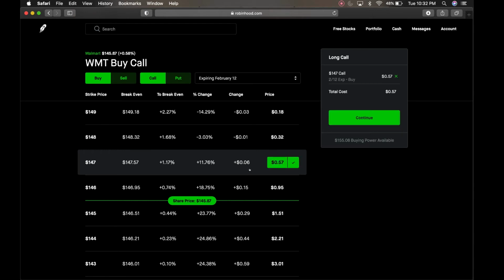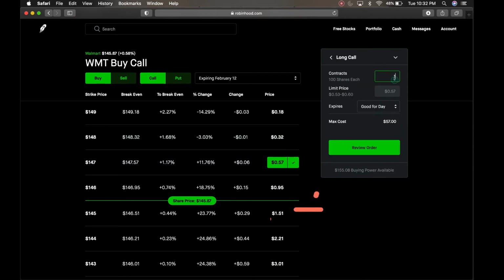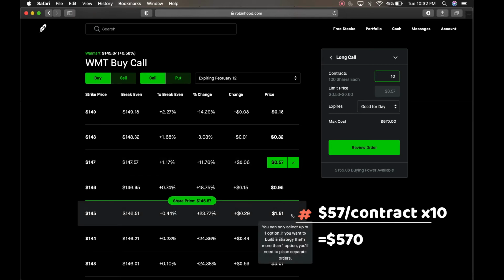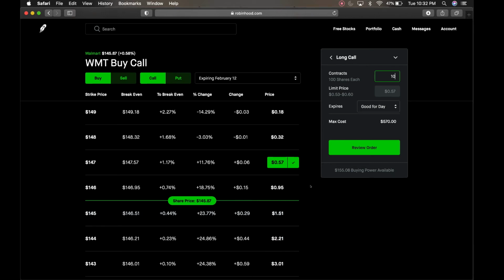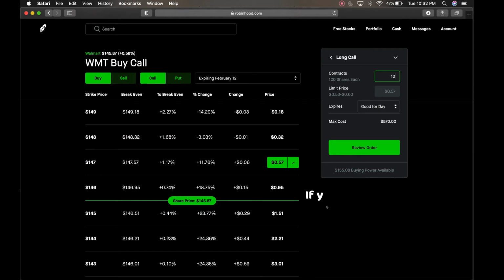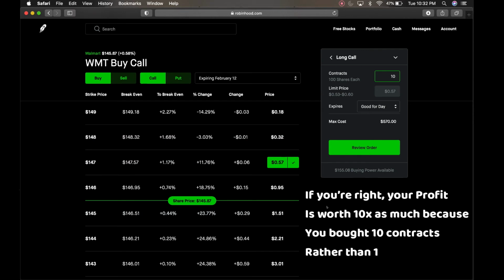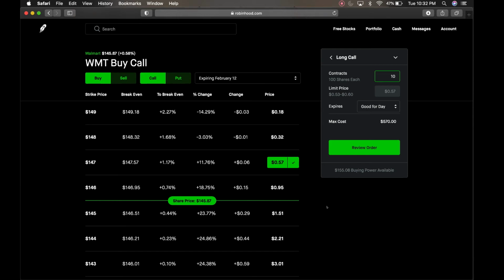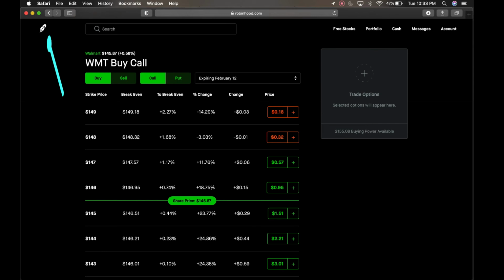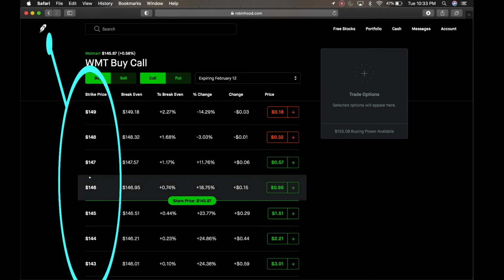If you were to buy this and you buy 10 contracts, it's $570 that you're paying. But if you are correct and it moves up, becomes in the money, now you are up to almost $1,150. So you're up almost $500, right? So that's just how options work. This is called the premium price over here, premium price, and the strike price. That's really all you need to focus on when you're doing options.